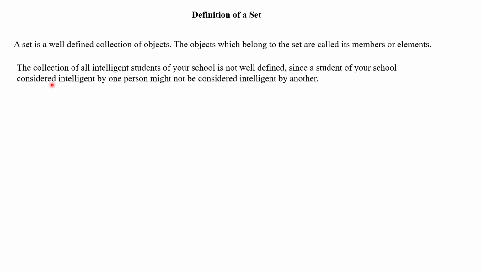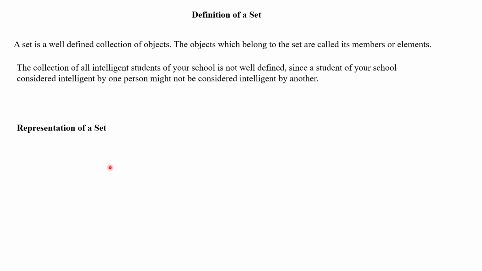Suppose you have to find the collection of all intelligent students of your school. This is not well-defined because a student may be intelligent for one teacher, but may not be intelligent for another teacher, isn't it? So the set should be well defined, meaning it should give the same meaning to any person. And the objects which belong to the set are called its members or elements.